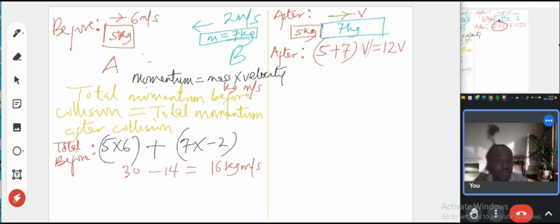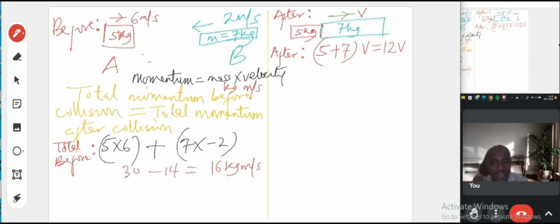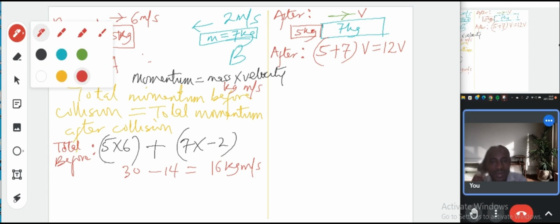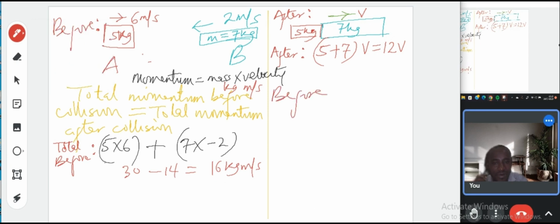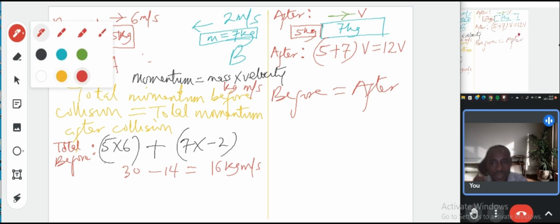Mass times velocity. We don't know what this v is. That's actually what we're calculating. So this is the momentum after. What's the momentum before? So let's apply that rule. Oh, sorry, this is before equal to after. Before equals after. So you equate. What is before?